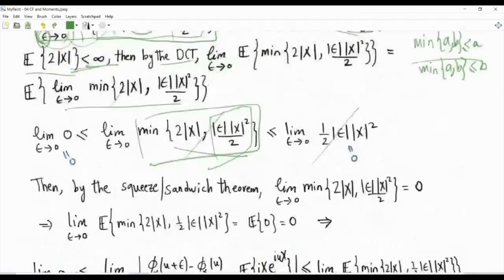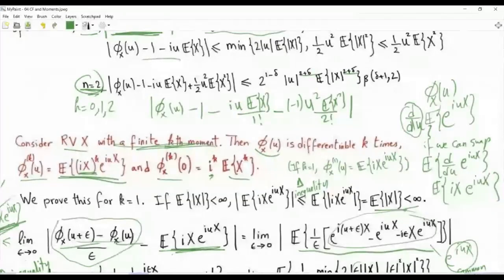In general, this is the general theorem. If phi x of u is differentiable k times, then you can differentiate the characteristic function k times. This will be the kth derivative, and you can obtain the kth moment by putting u equals 0. The kth derivative at 0 is the kth moment multiplied by i to the k. Don't forget this i to the k. For the moment generating function, you don't have this scaling factor, but it is here, and of course, it is important to keep in mind.